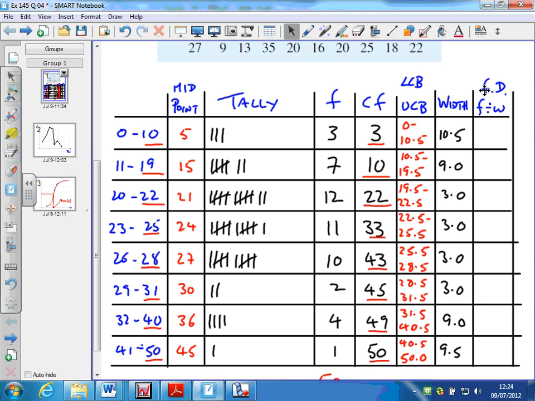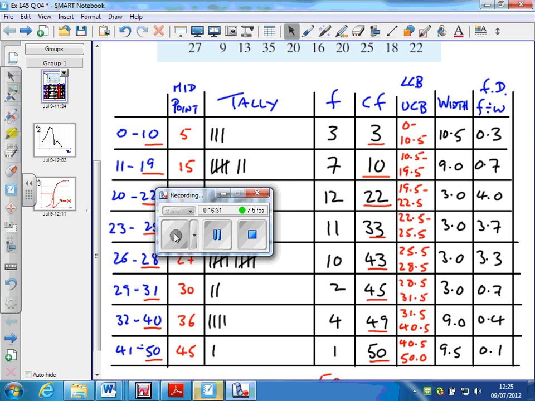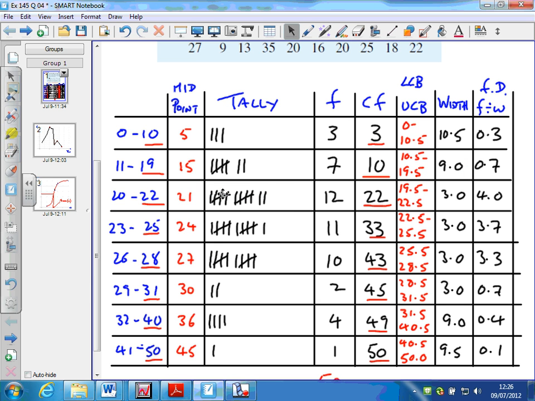Now we need to calculate the frequency density, which is the frequency divided by the class width. So in this case, the first column will be 3 divided by 10.5. The second one will be 7 divided by 9.0, and so on. So now I'm just going to complete this last column by dividing the frequency by the class width in each case. So now we have the frequency density, and what we need to do now is plot the histogram.